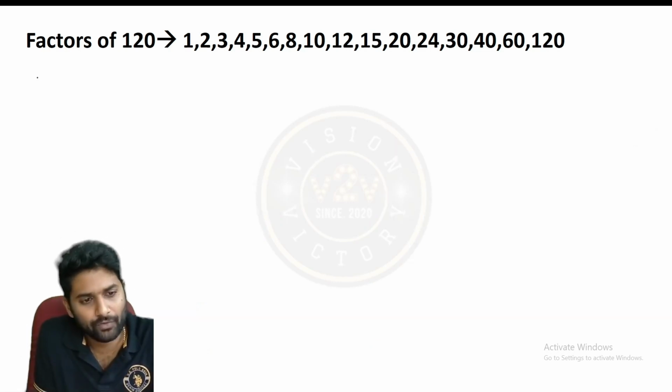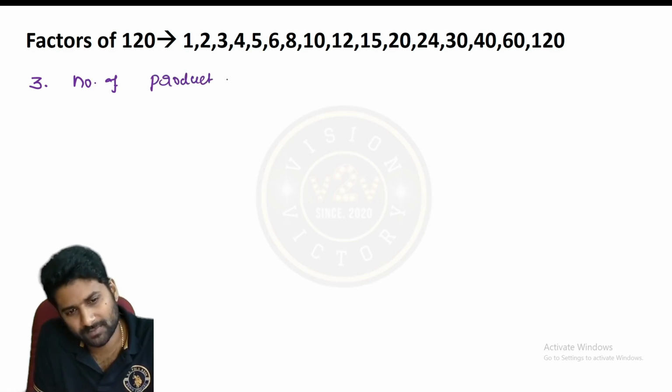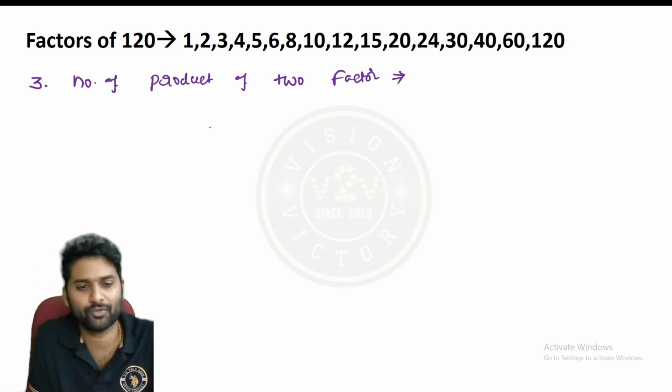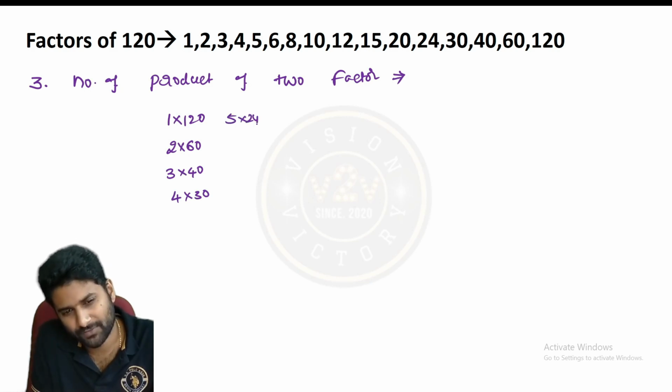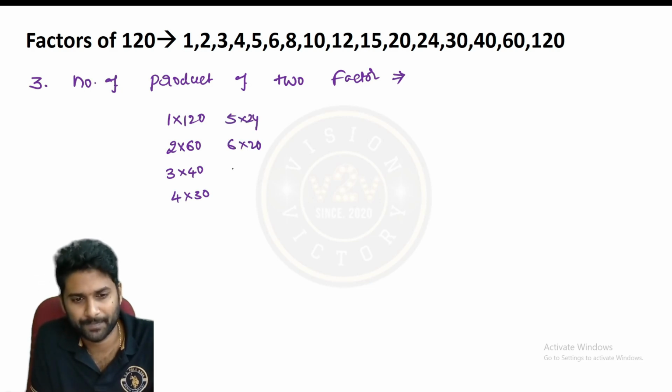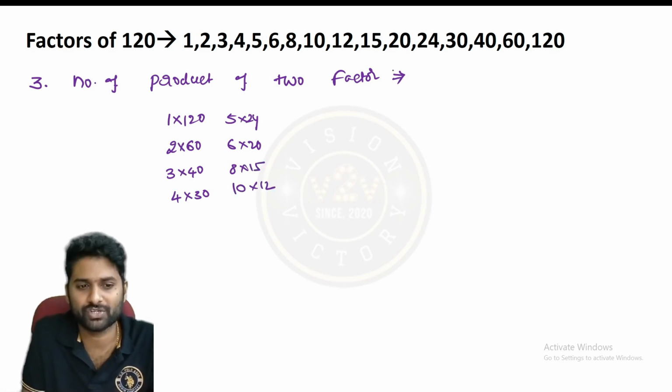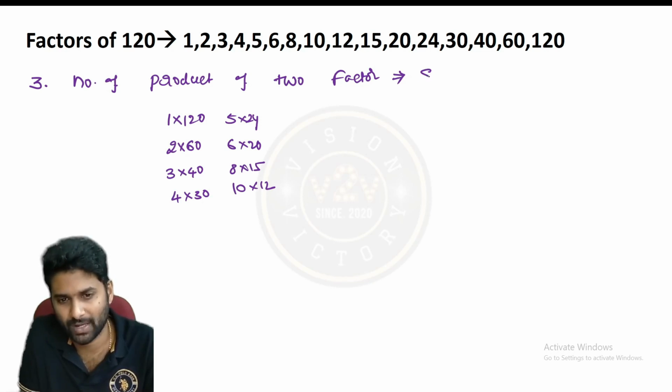Is it clear, guys? Now question number 3. Focus on that. How many products of two factors are there for 120? You all know that. 1 into 120, 2 into 60, 3 into 40, 4 into 30, 5 into 24, 6 into 20, 8 into 15, and 10 into 12. So if you go through the manual approach, the number of products of two factors is exactly equal to 8.